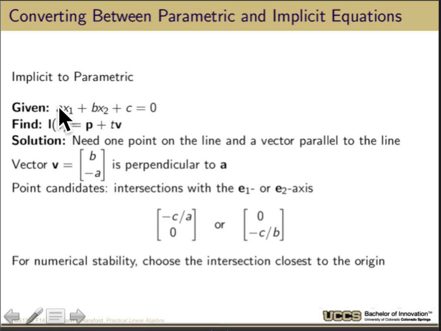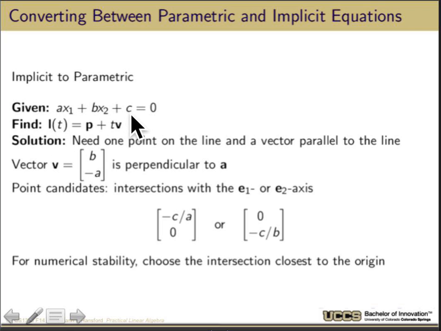Okay, so given we have a x1 plus b x2 plus c equals 0, we want to find P and V. So we need to find one point on the line and a vector parallel to the line, and that'll give us what we need to do. It turns out, and we're not going to show you how, it's relatively easy for you to go derive that this is true in general.